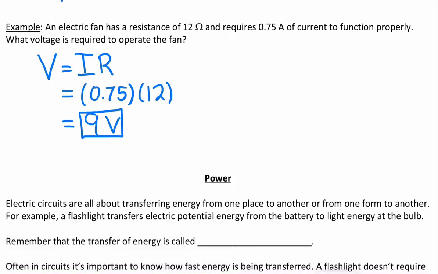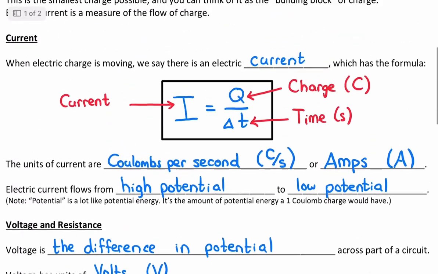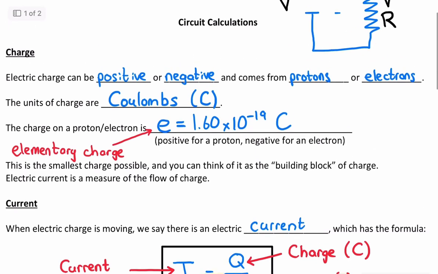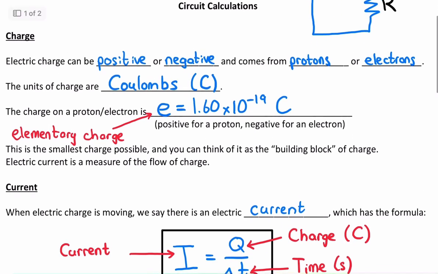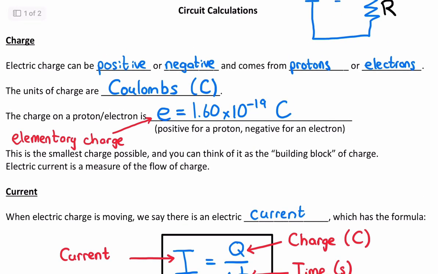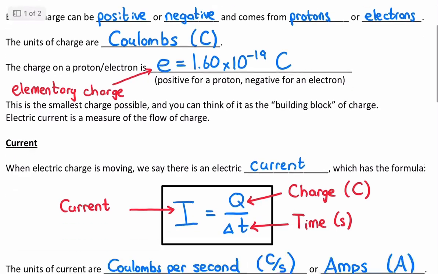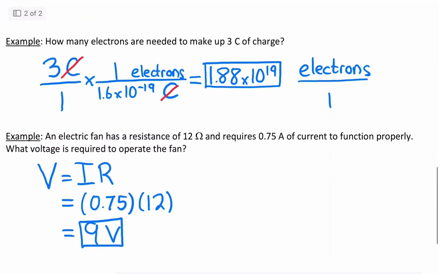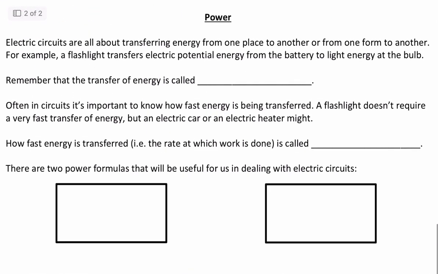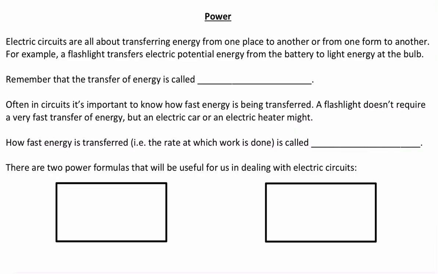All right. Now, I led off this lesson talking about charge. I said fundamentally what electric circuits are is charge that's moving around. That's sort of what they are. But what they do, or why we have them, is more about power. Electric circuits are all about transferring energy from one place or from one form to another. An example I often like to think about is a flashlight, one of the simplest electric circuits you can imagine.